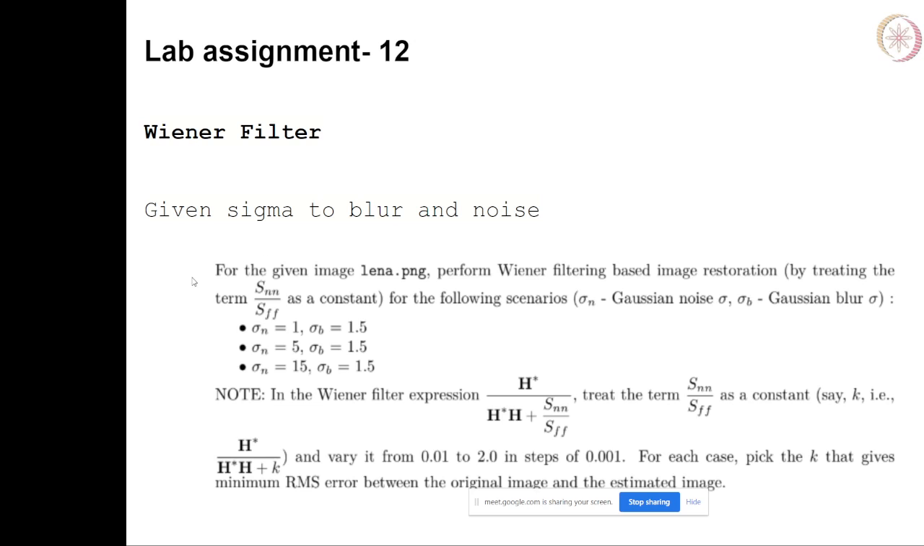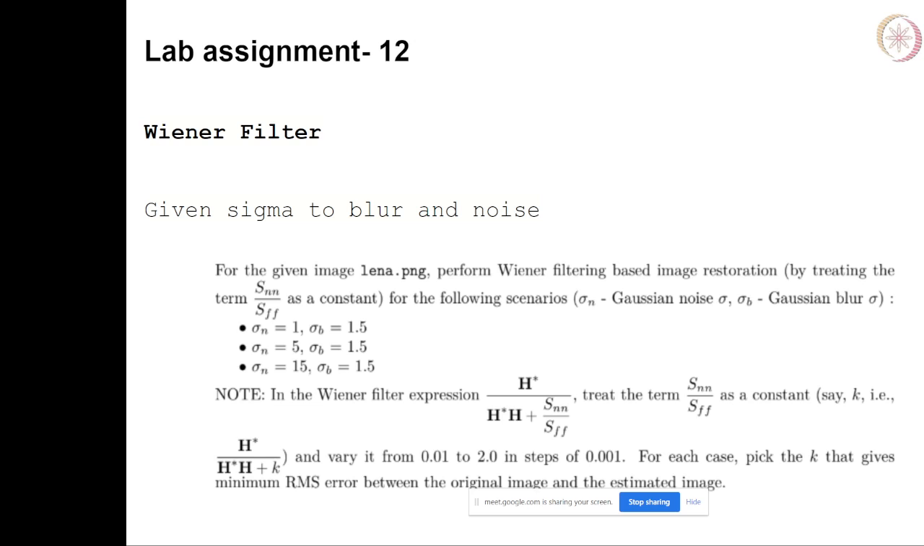This is lab assignment 12. Here we have to implement the Wiener filter. You are given sigma for blur and sigma for noise. You are given an input image, lena.png. Then you have to blur the Lena image using these sigmas, so you have a blurred image with you.